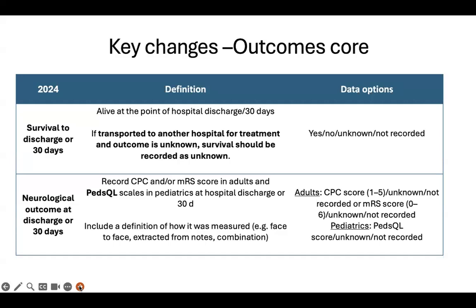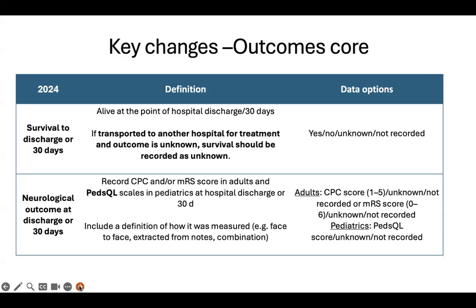For neurological outcome, the options of including CPC or modified Rankin remains the same. But the introduction, cognizant of the pediatric COSCA work, says that the PEDS QL scales should be used at hospital discharge or 30 days. The paper again suggests that when reporting outcomes, one shouldn't pool survival to discharge with survival to 30 days, that they should present them separately because those rates may vary when you move between different health systems.